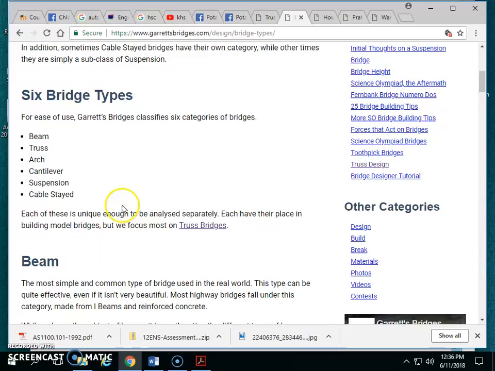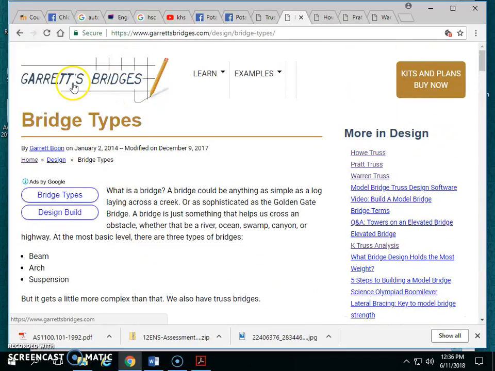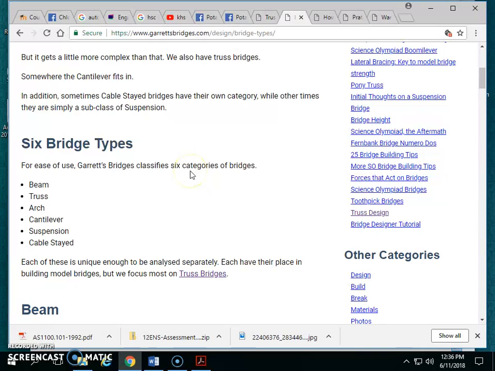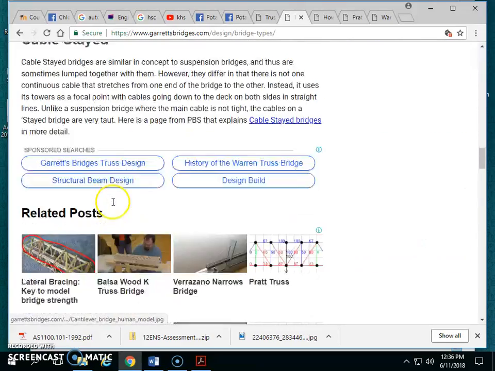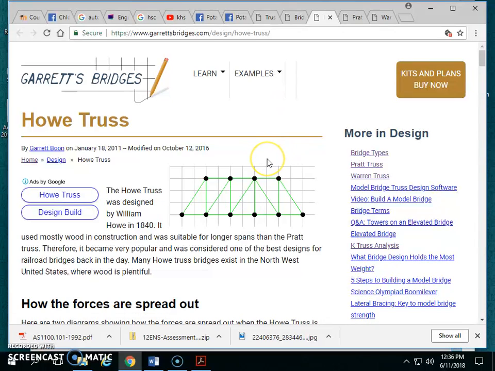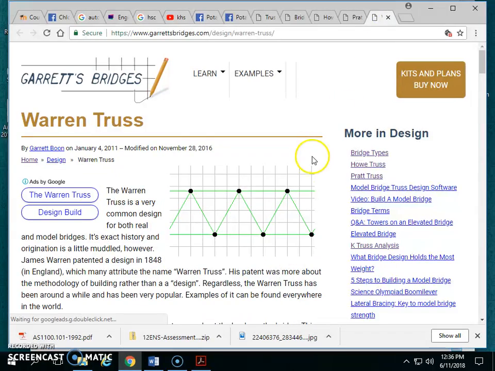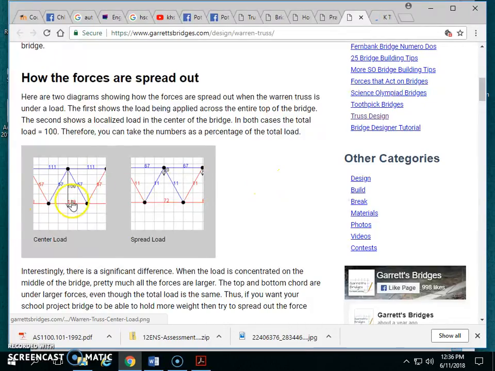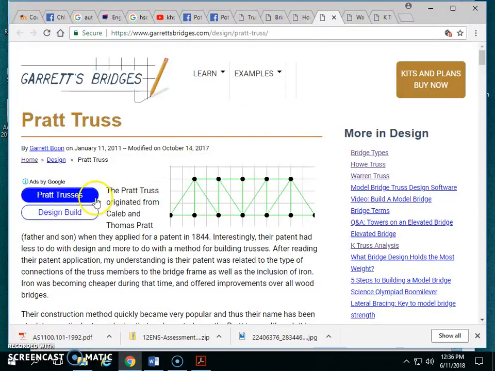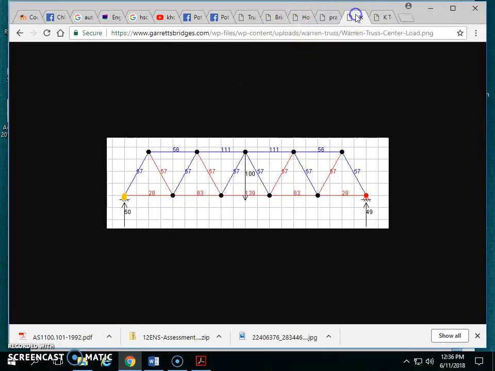Okay. So with the designs, there's this guy called GarrettsBridges.com, and he has some really good stuff. He talks about the different kinds of bridge: beam, truss, arch, cantilever, suspension, cable stay. We talked about all that. But then he talks about the different kinds of trusses that you can make: the Howe truss, the Pratt truss, the Warren truss, and the K truss is somewhere here as well. And he's also got an example of how the loads will be distributed for those different kinds of trusses.